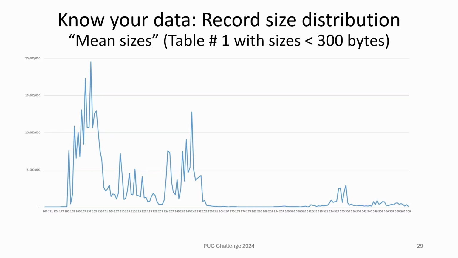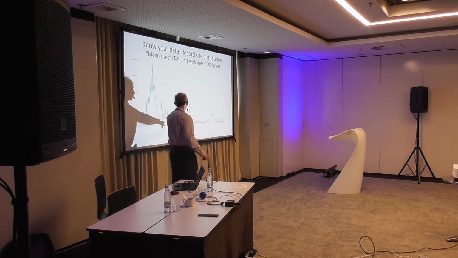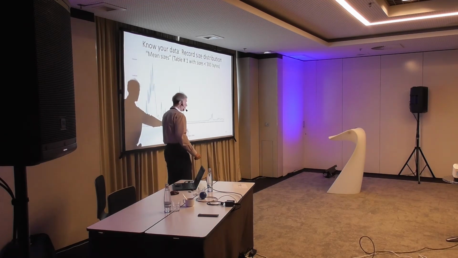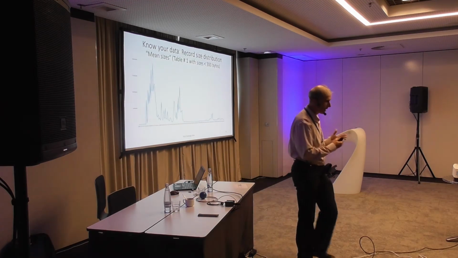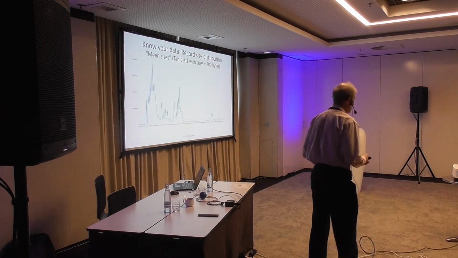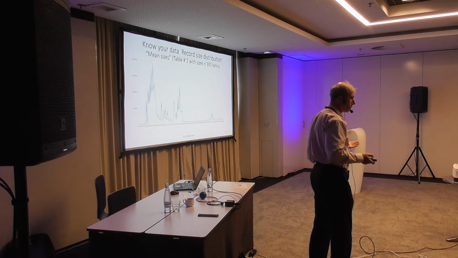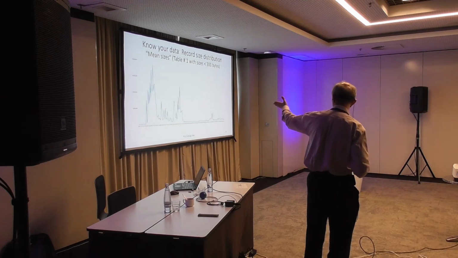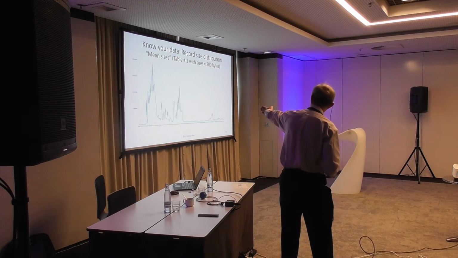And that picture represents the same table number 1, but with record sizes smaller than 300 bytes. The average record size for this table is 231, so it's somewhere here. And you can see that we almost don't have records which are the same size as the average record size. So our understanding that the record distribution is like a normal Gauss distribution does not always work. For some tables, you can have 2 humps, and the average record size would be somewhere in the middle.